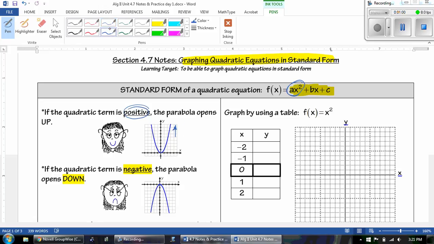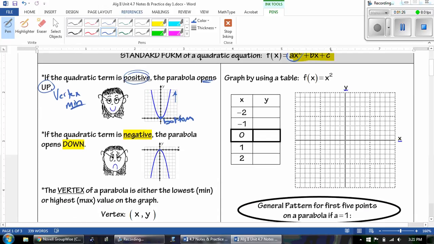Now, there's a special point in a parabola called the vertex, and I'm going to show you how to get that in a second. But if the parabola opens up, our vertex is a min, because see, it's all the way at the bottom. So we would say that it is a min.